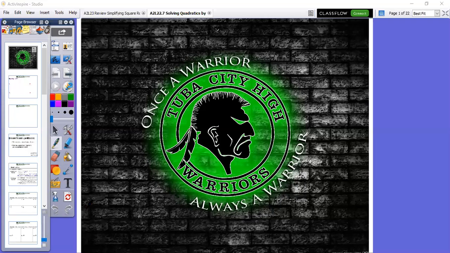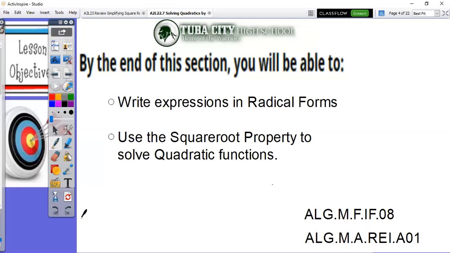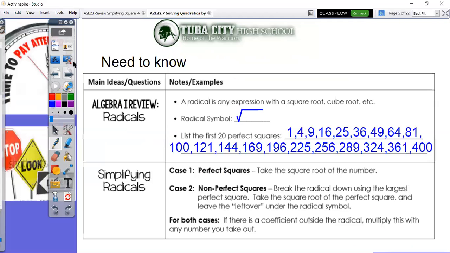So, what we're working on today: write expressions in radical form, and we're going to use the square root property to solve quadratic functions. So what you need to know.